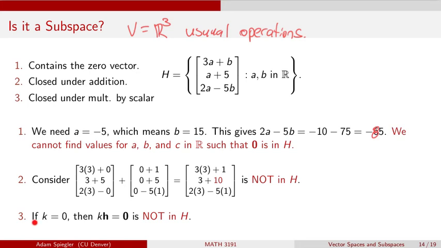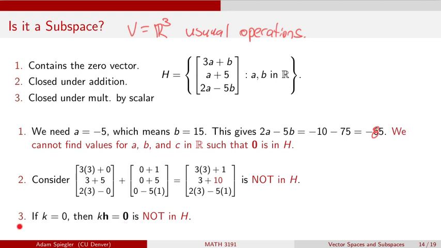And similarly, if we want to check whether this is closed under multiplication by a scalar, then this needs to work: for any scalar k that I multiply this vector by, I should wind up with something in H. So let me pick k to be the scalar 0. If I multiply 0 times any vector in that subset H, we get the 0 vector back. And we already verified way back in number 1 that the 0 vector is not inside of subset H.